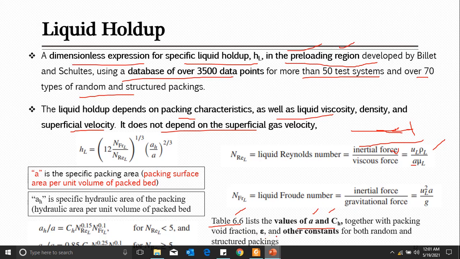Various packings will also have different void fraction values, A, CH and some other parameters. This is the main correlation which can be used for calculating the liquid holdup, and we will be using it in the calculations in the next lecture.